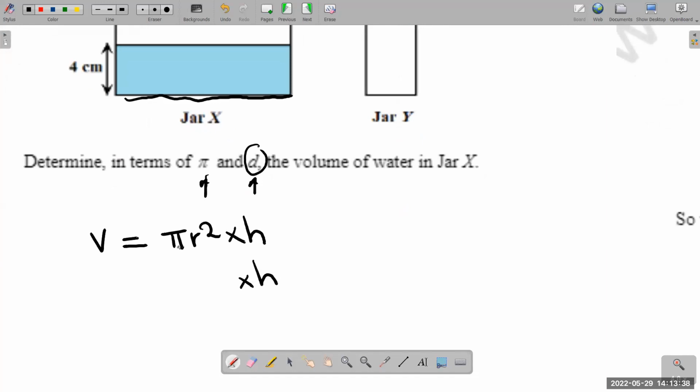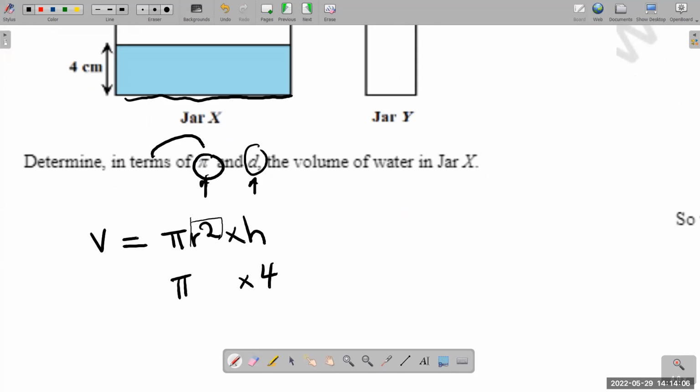Do we need to substitute for pi? No, because they tell you they want pi. When somebody tells you in terms of, just like in vectors, when they say write this in terms of A and B or M and N, they expect you to use it in your answer. Agree or disagree? So you put back pi. I don't know why I put H here when it's supposed to be 4. The only thing we need to focus on now is R. What is R?